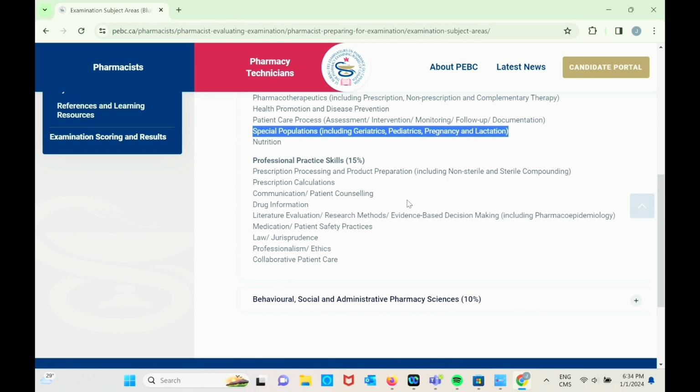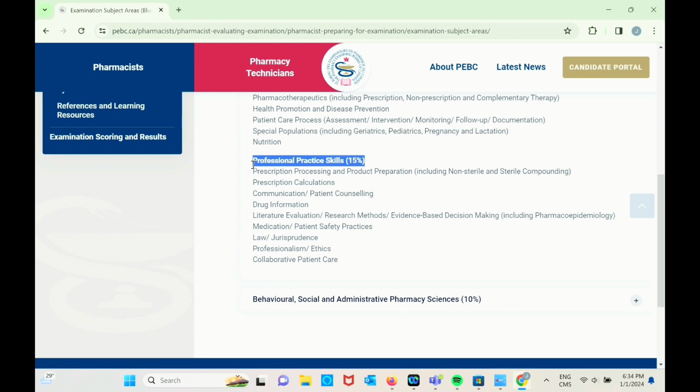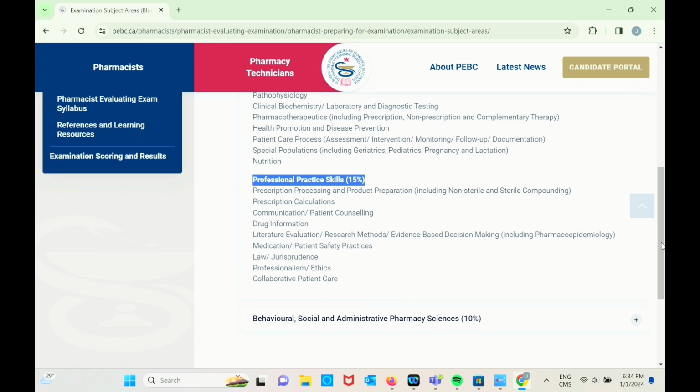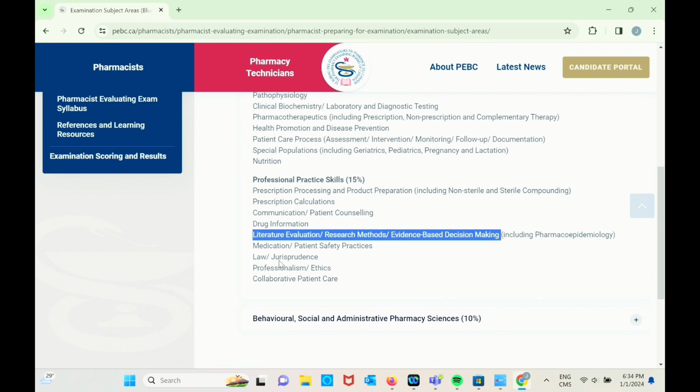And then 15% is the professional practice skills, the 15% of the 50%, which would be prescription processing and product preparation, the calculations, very important, drug information, patient counseling, literature and evidence-based medicine, medication and patient safety, professionalism, ethics, law and jurisprudence.